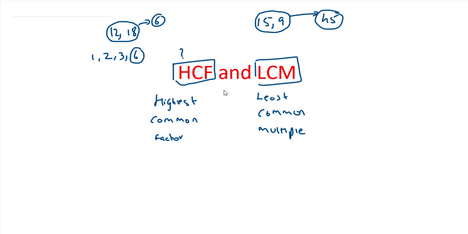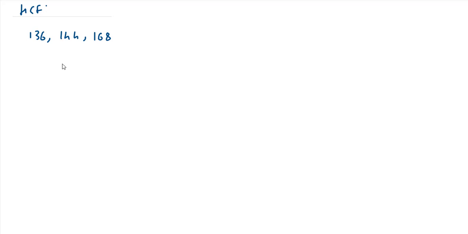Let us now see how to find HCF and LCM one by one. Starting first with HCF, let us consider this example. Suppose we were to find the HCF of these three numbers 136, 144 and 168. So there are basically three methods for finding the HCF of these numbers.